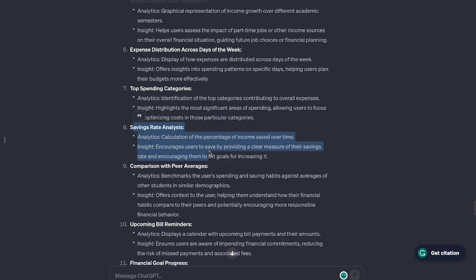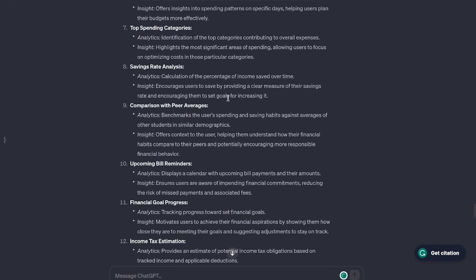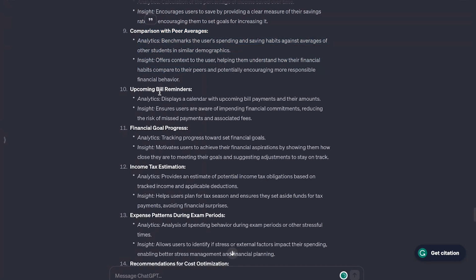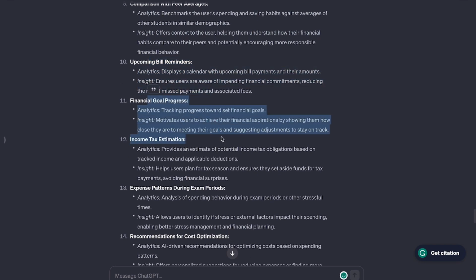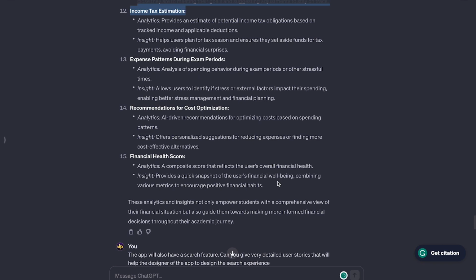All right. Now, we could go ahead and understand that if we understand the spending breakdown and the analysis of the spending, we would get the savings information as well, but we can dive into this a little bit later. Comparison with peer averages, we're not going to do that. Upcoming bill reminders, not going to do that. Financial goal progress, tax estimation. So all of these are really helpful, but not for this app.